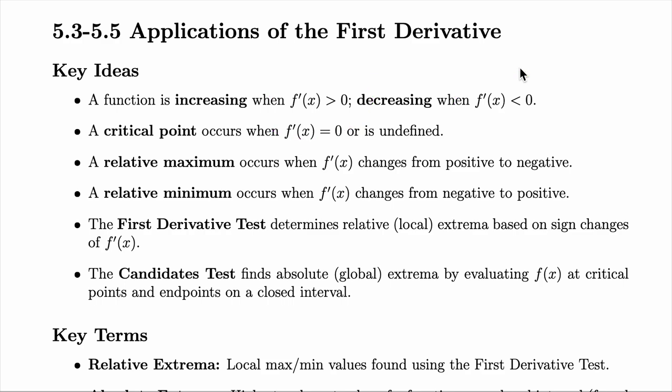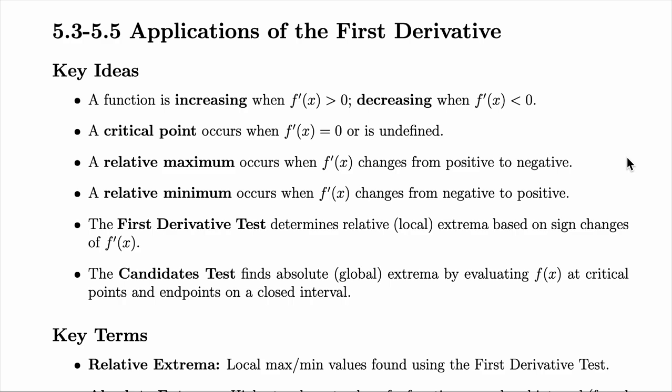Where the first derivative equals 0, or if it's undefined, that's called a critical point. Then you need to know how to find relative or local maximums and minimums. So basically, a maximum occurs when your derivative is going from positive to negative, right? Something like this. This is going to be a relative max. And then a relative min occurs when your first derivative is going from negative to positive, right? And that would be your relative minimum there. So the first derivative test basically determines relative or local extrema based on those sign changes.